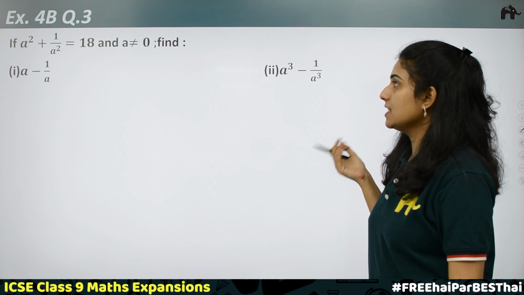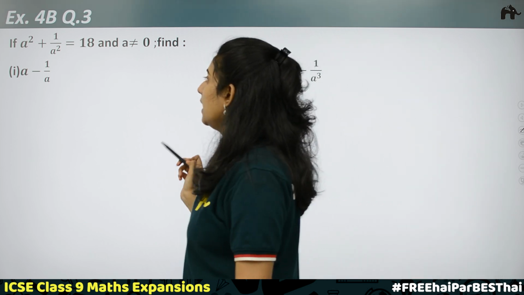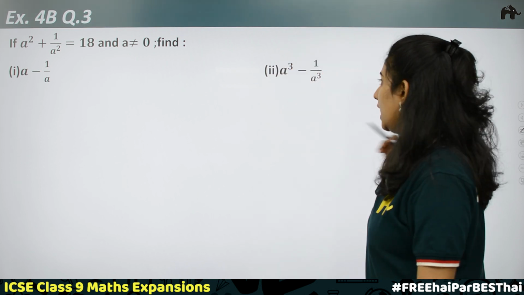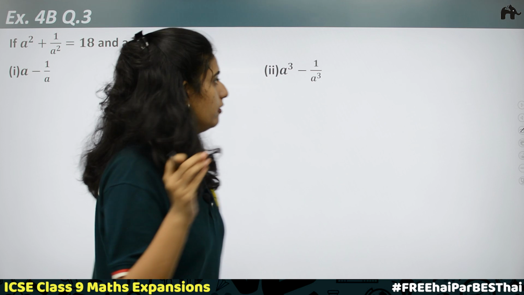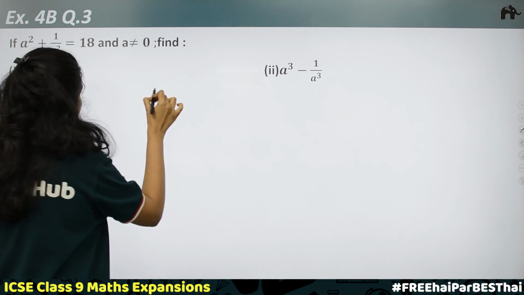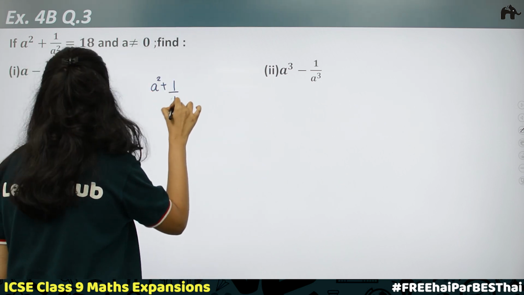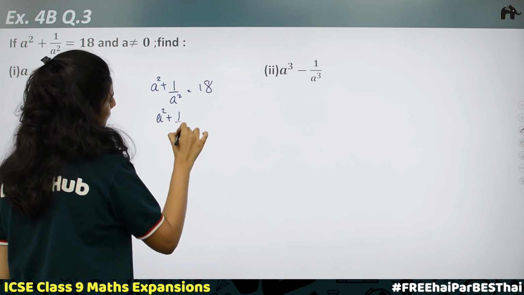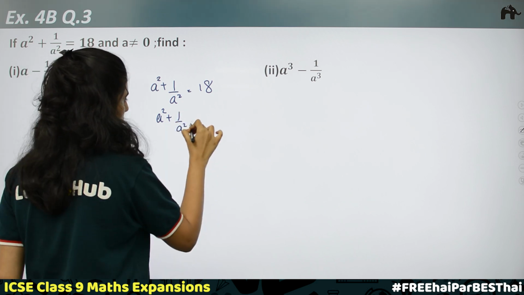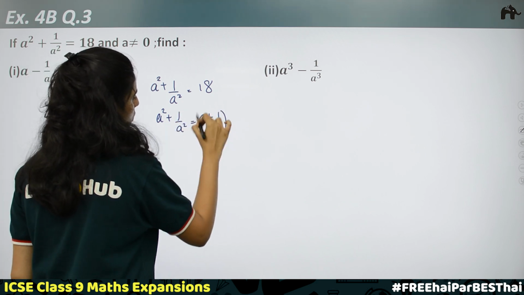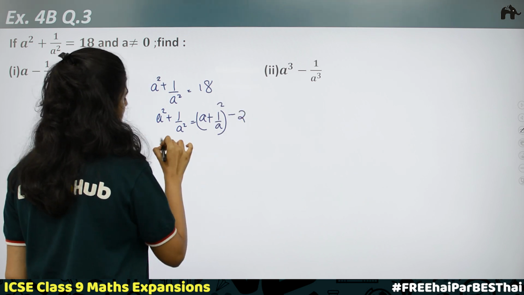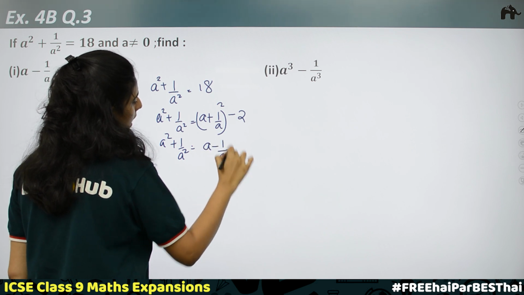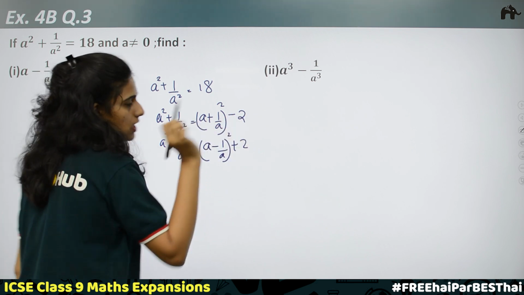Question number 3 of exercise 4b. If a square plus 1 by a square is equal to 18 and a not equal to 0, find a minus 1 by a and a cube minus 1 by a cube. We have solved similar question. So here we have a square plus 1 by a square equal to 18. So what is a square plus 1 by a square? A square plus 1 by a square is equal to a plus 1 by a whole square minus 2. Or a square plus 1 by a square is equal to a minus 1 by a whole square plus 2. So both these forms are available.